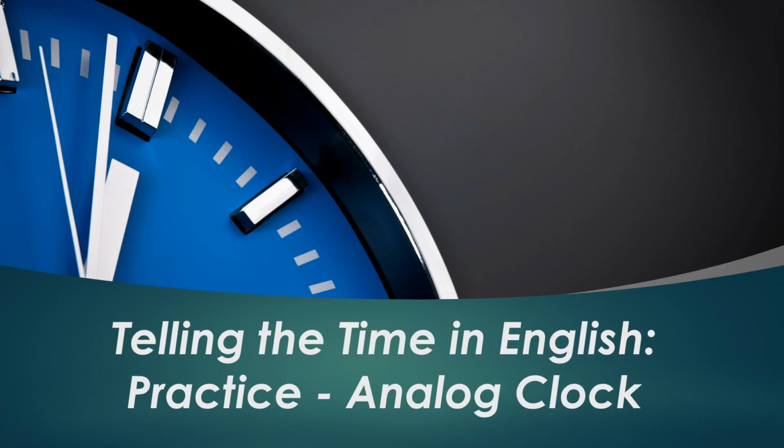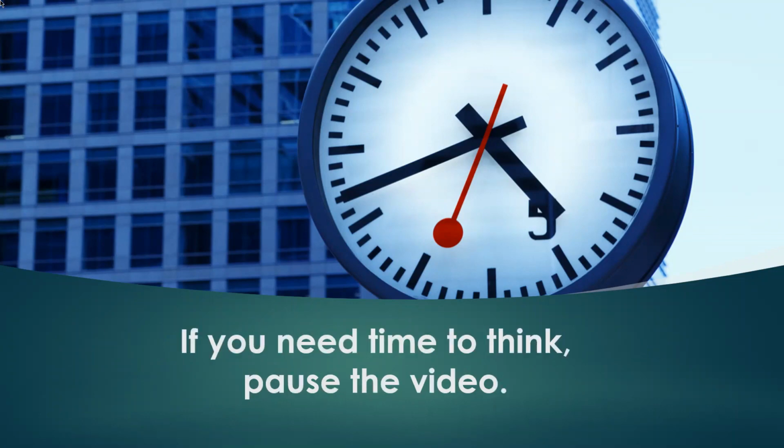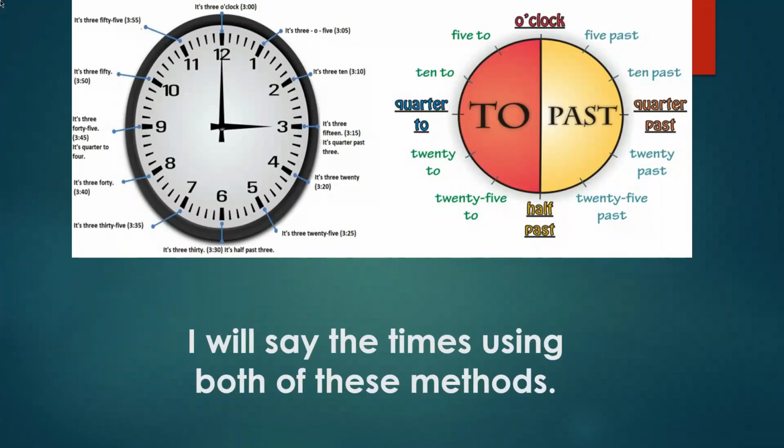Telling the time in English. Practice using an analog clock. You will see 20 analog clocks. Your job is to say the time. If you need time to think, pause the video. I will say the times using both of these methods. Are you ready?